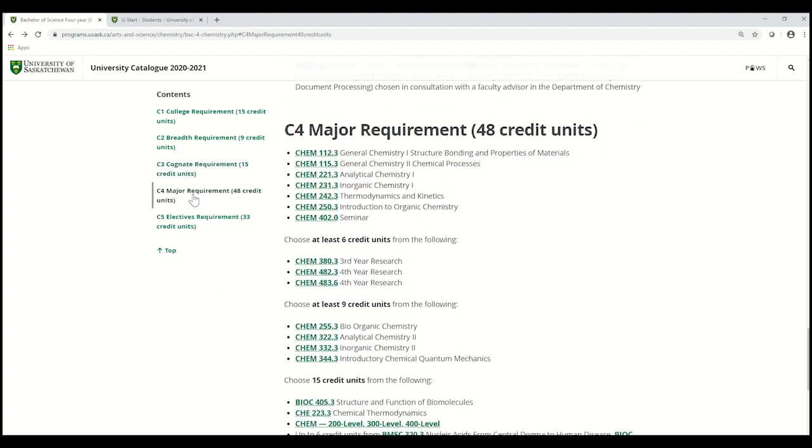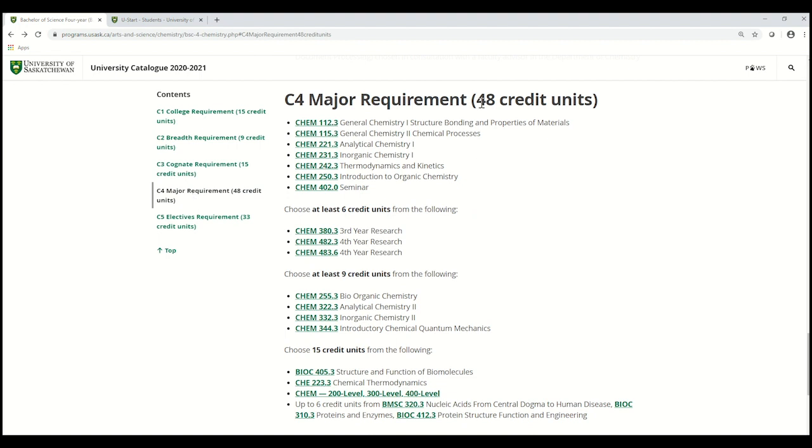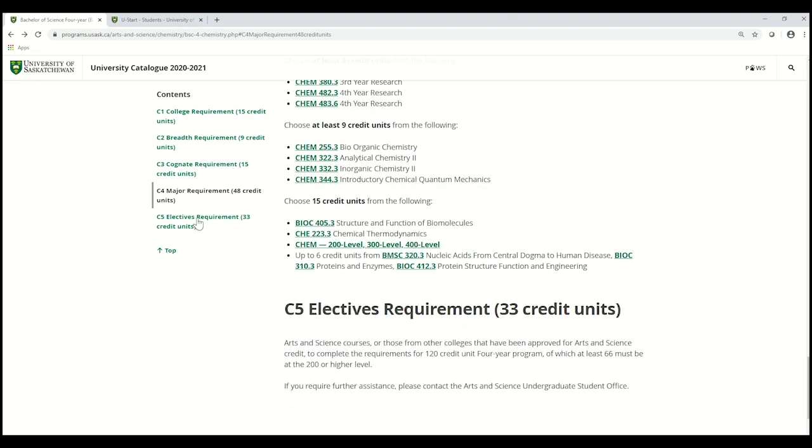Now on to the major requirements. In this case, you'll need 48 credit units total. But what I want to point out here is that there are only 2 classes, 6 credit units, of 100 level chemistry. So the major requirements that you'd be completing in your first year would only include 6 credit units. So you have lots of room to explore and take other classes.